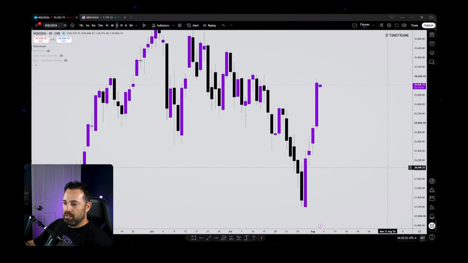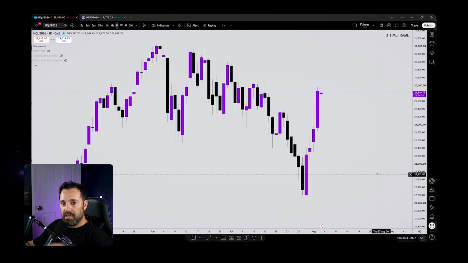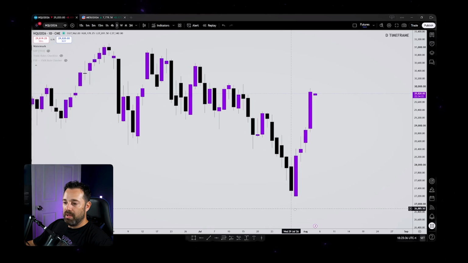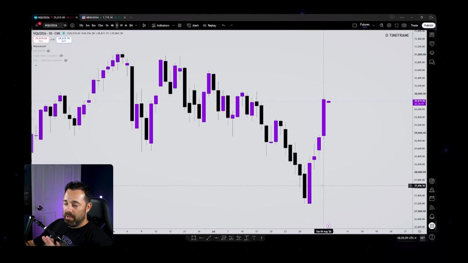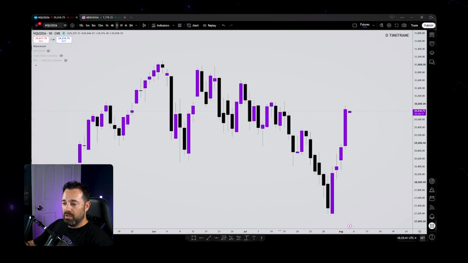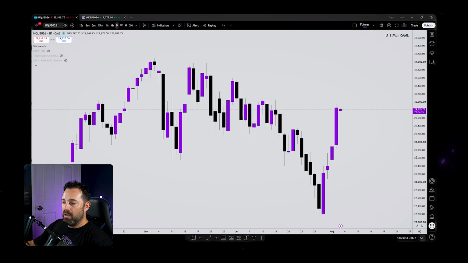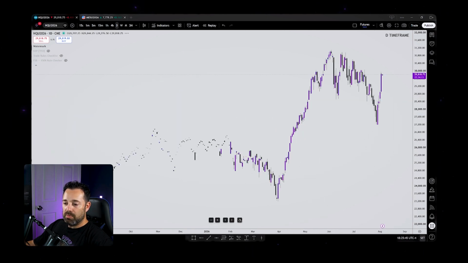But look at this. Part of what ICT teaches in the 2024 mentorship, and this is what's been working so amazingly for me, and it's really simple, y'all, is to just keep it simple. You're looking for areas of smoothness and jaggedness in the marketplace.